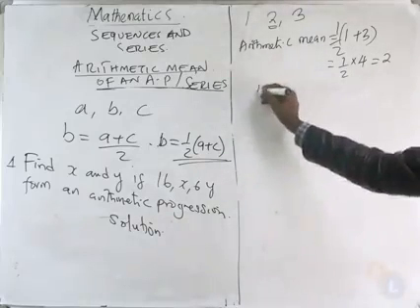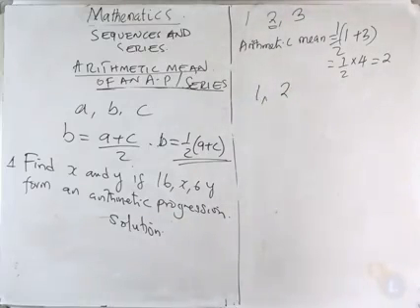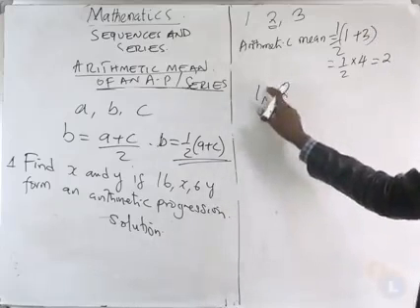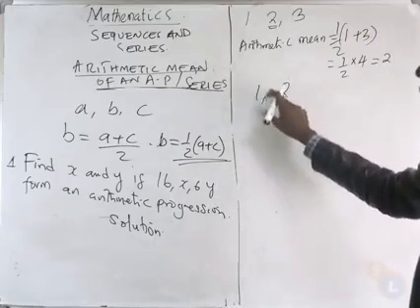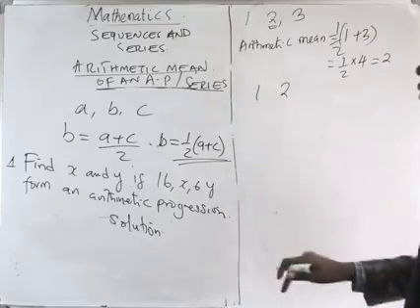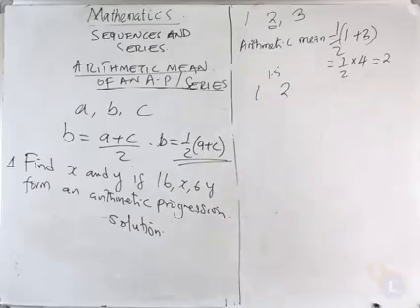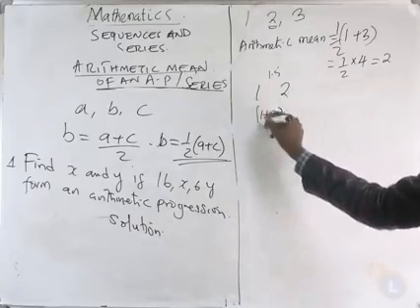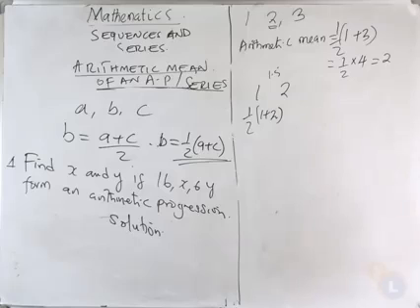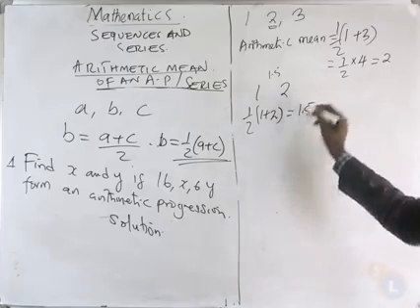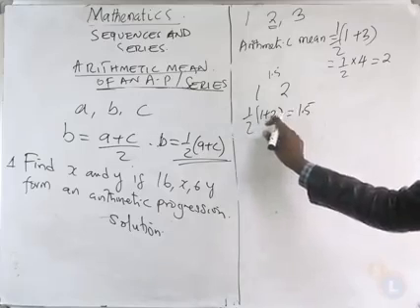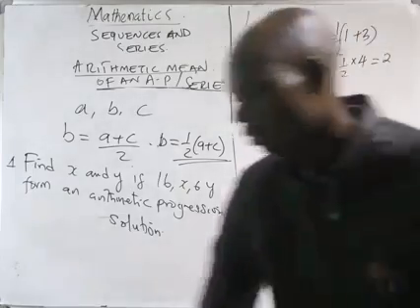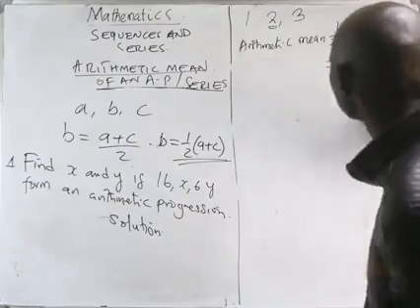So if I have a 1 and a 2, these are two numbers forming an arithmetic progression, which means I can find an arithmetic mean between them. The arithmetic mean should be 1.5 because I can add these two numbers, 1 plus 2, then divide that by 2. The answer is 1.5 because 1 plus 2 is 3, and 3 divided by 2 gives us 1.5. So that's what we mean when we say an arithmetic mean.